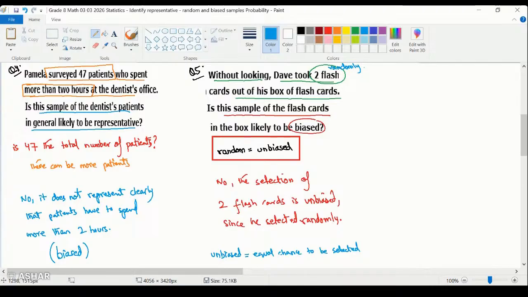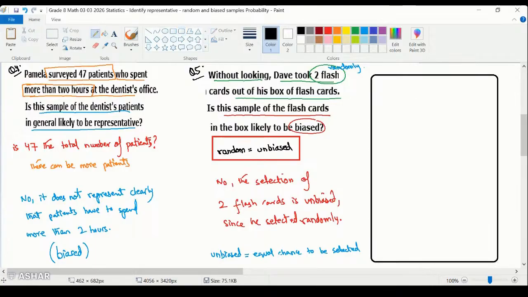Osman, can you put your question clearly? Unbiased means that every card had an equal chance. Let's suppose Dave had, okay, I'll make a box over here and do an example. If this was the box, and we have some cards in it. Let's make some cards, okay? Just give me a minute, I'm just trying to do the example.